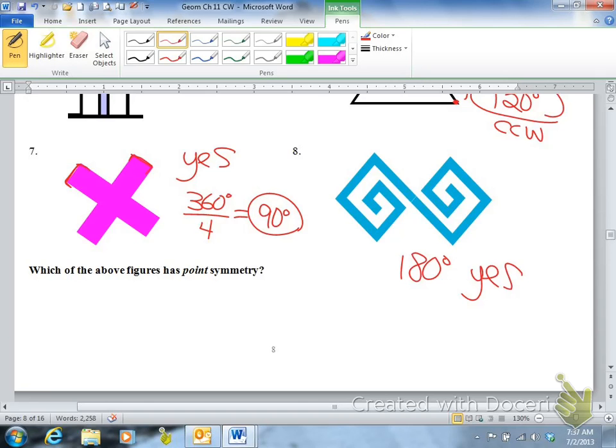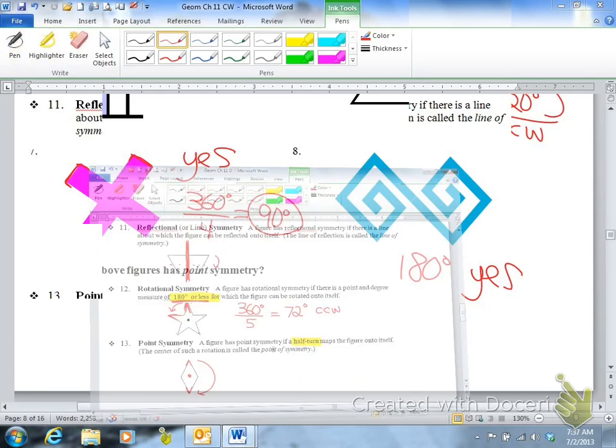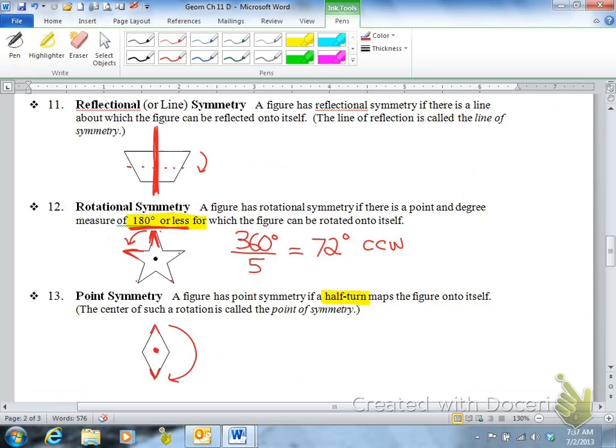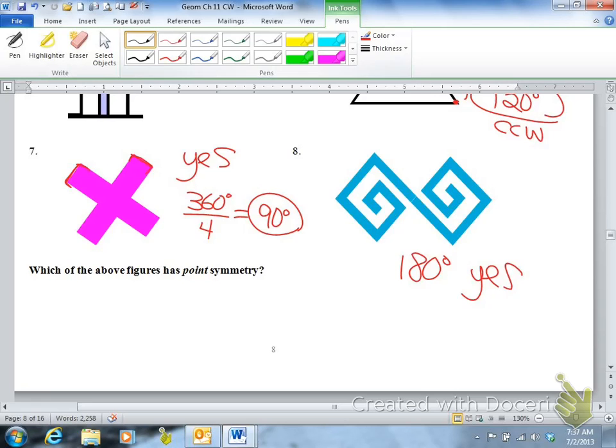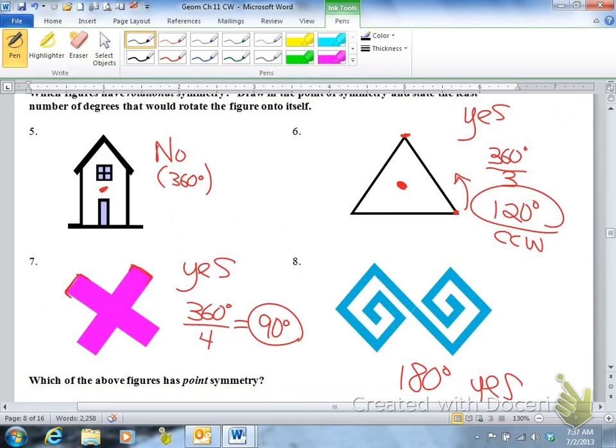Which of the above figures has point symmetry? Again, to remind you, point symmetry is when a figure only does a half turn. So we can actually go back and notice the degrees that we mentioned. Half turn, this would be a no on a half turn. If you did a half turn, these 2 vertices would be at the top and this vertex would be at the bottom, so that would be a no.